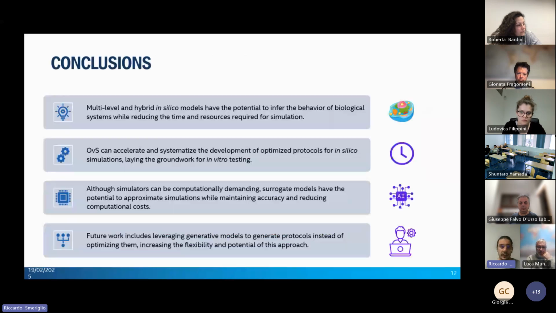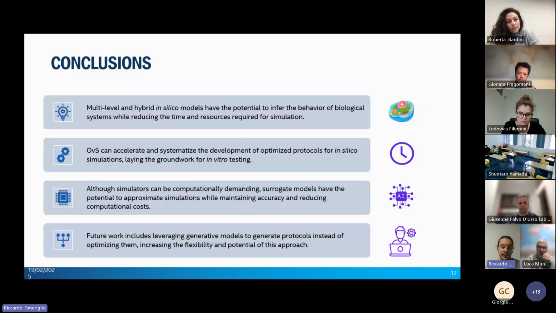In conclusion, of course, these multi-level and hybrid models have the potential to infer the behavior of biological systems, reducing the time, but this reduction is not enough to run the optimization via simulation. So the idea is to run this optimization via simulation, which can accelerate and systematize the development of these protocols, but using this surrogate model to somehow replace the computational model.